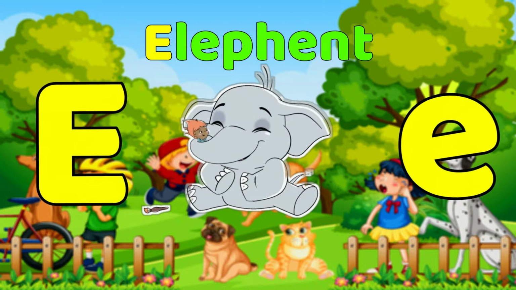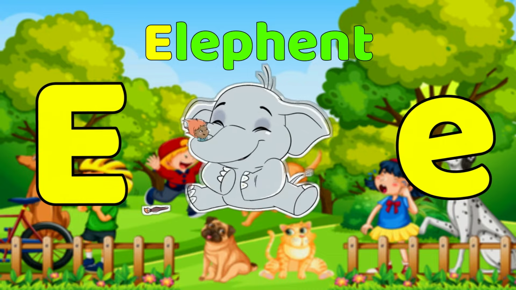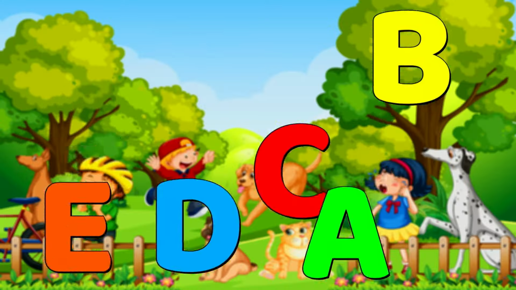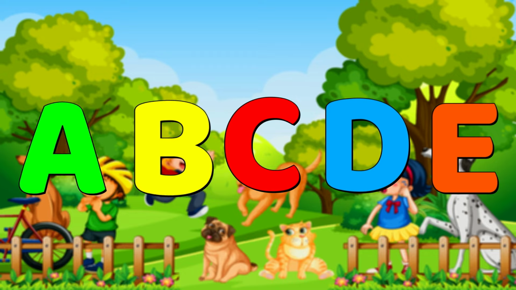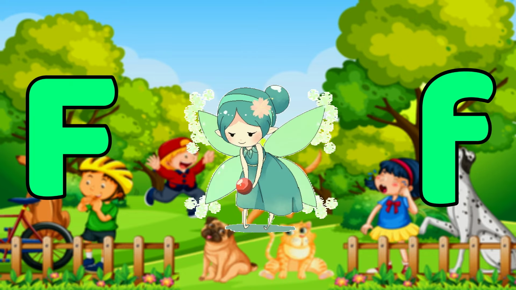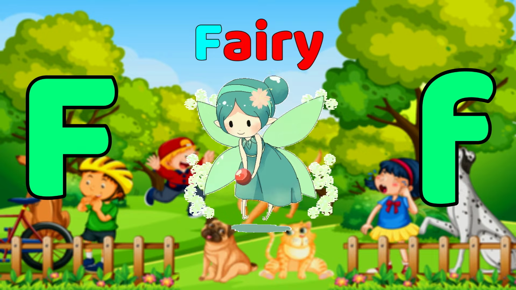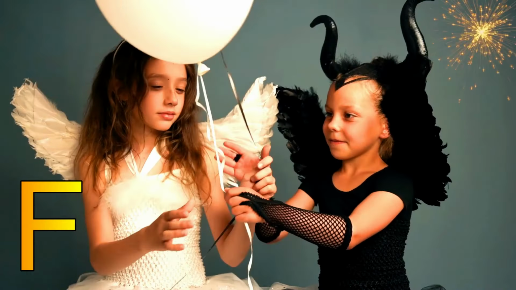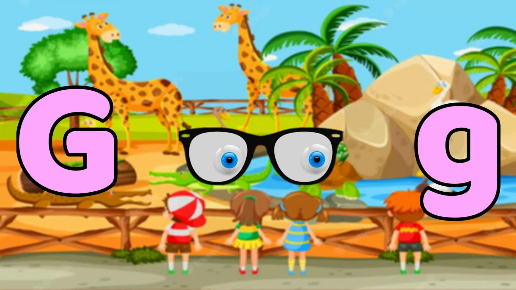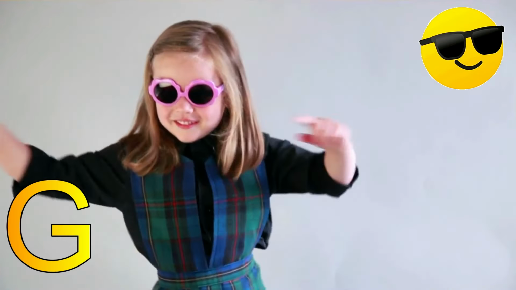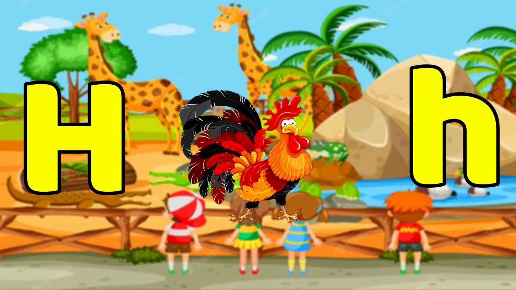E is for elephant, E, elephant. F is for fairy, F, fairy. G is for glasses, G, G, glasses, G, glasses. H is for hand.